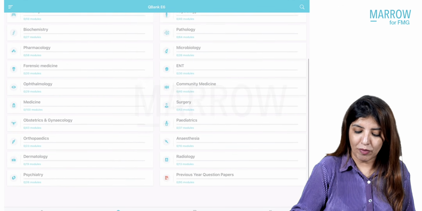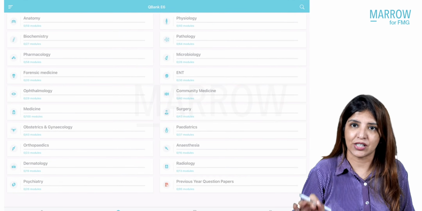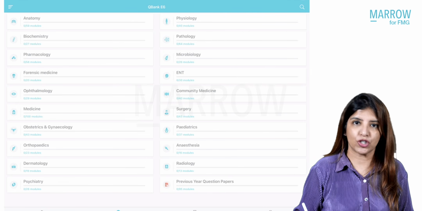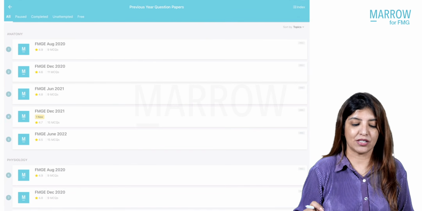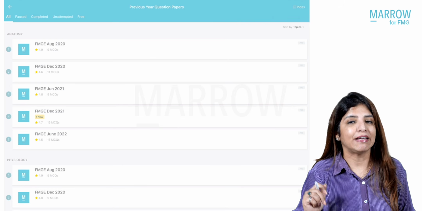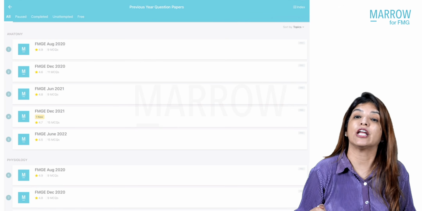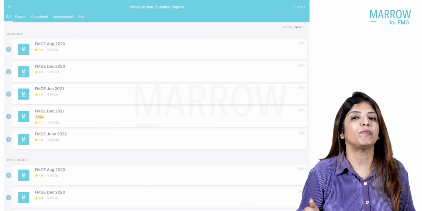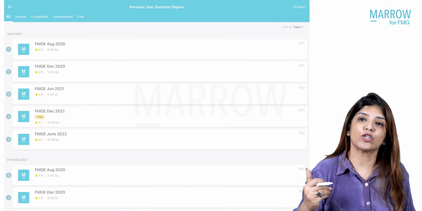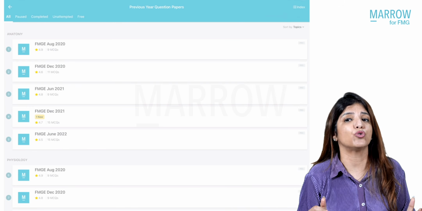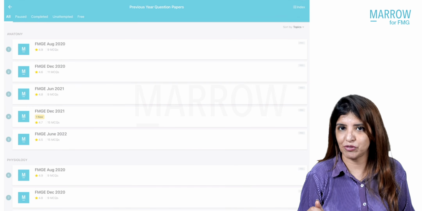Now in the QBank section, at the bottommost place, you are going to find previous year question papers. So click on the previous year question papers. And here you can see the previous year question papers have not only been arranged year-wise, they have also been arranged subject-wise for you, right? So whichever subjects previous year questions you want to attempt, you can start attempting.